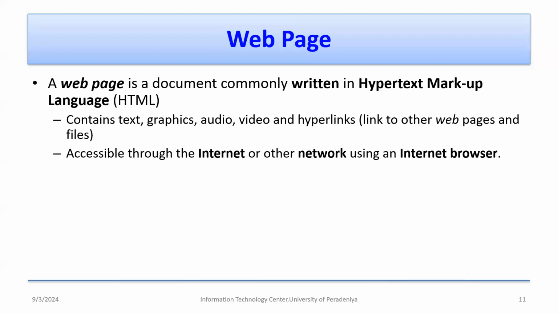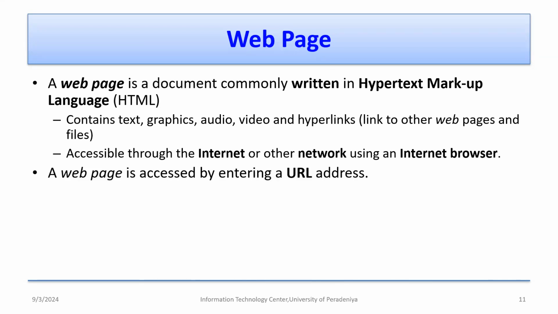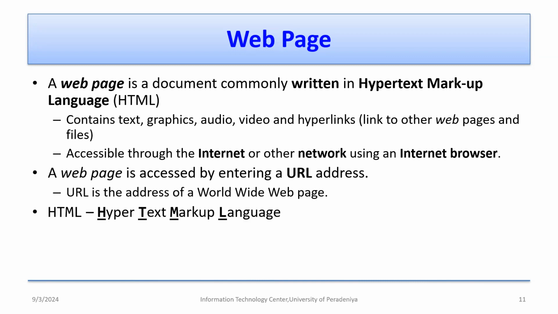This is accessible through the network or internet. How can we access it? We have to use an application called a web browser. By using the web browser through the network or the internet, we can access the web page or website. A website or web page is accessed by entering a URL, or the address of the website. URL is the address of the World Wide Web page. Basically, there's a particular format, and we'll discuss that format.